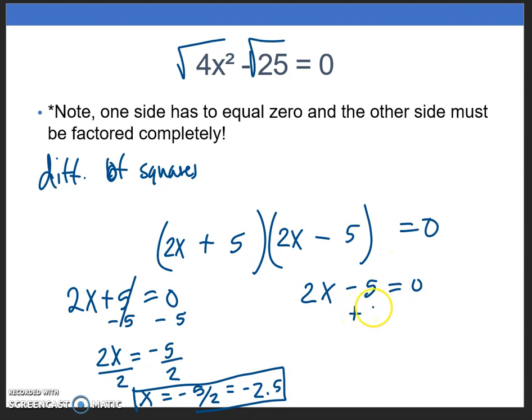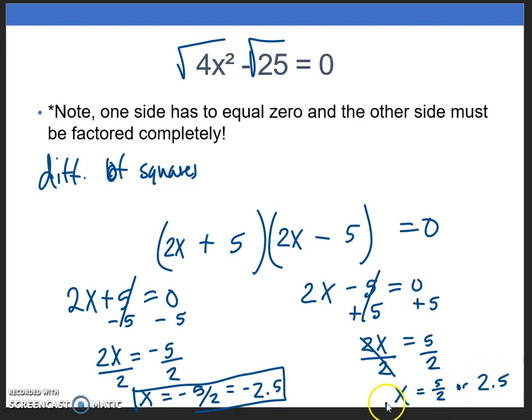Same thing over here, solving. If I add 5 on both sides, now I have 2x equals 5, and then divide by 2 on both sides. I get x to either equal 5/2 or a positive 2.5. So I still have two answers for x here.